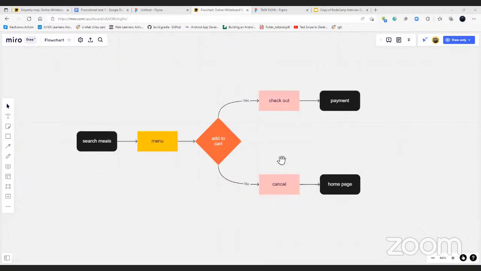The person just jumped into searching of meals, or probably was trying to do just the task flow for searching of meals. But how do you even get to search? So: search meals, menu, add to cart, checkout, payments. After payments, what happens? Add to cart, no, cancel, homepage. I'm struggling. So I think the flow here was incomplete.